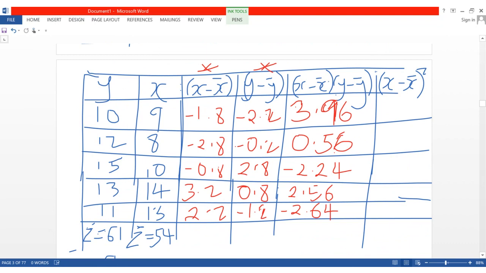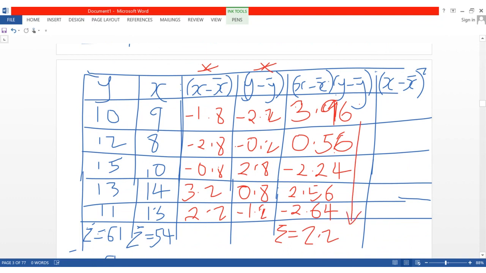Then I'll get the summation of all that: 3.96 plus 0.56 minus 2.24 plus 2.56 minus 2.64. So you get here 2.2. When you add all those up, you sum the column, I'm getting 2.2.